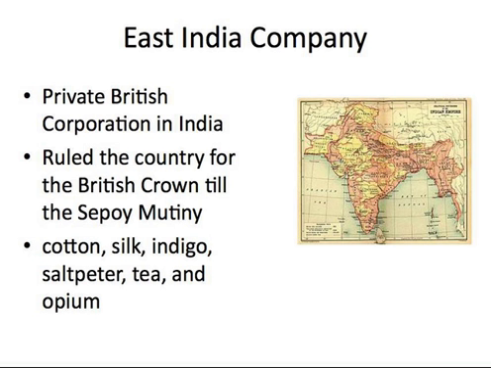It's like Microsoft coming over to the United States and taking over California. And they actually ruled the country for the British Crown until the Sepoy Mutiny in the middle of the 19th century. And the things that they were making in India and exporting around the world were cotton and silk, which are obviously things that you make textiles from. They would sail those back to England and make textiles. Indigo, which is a dye to make everything from blue to purple. Saltpeter, which is really important in the production of gunpowder. You cannot make gunpowder without saltpeter. Tea, which the British are famous for drinking. And opium, which is a very powerful narcotic.